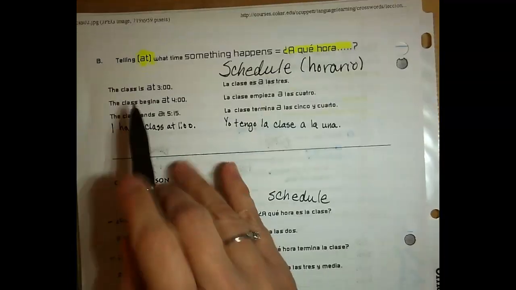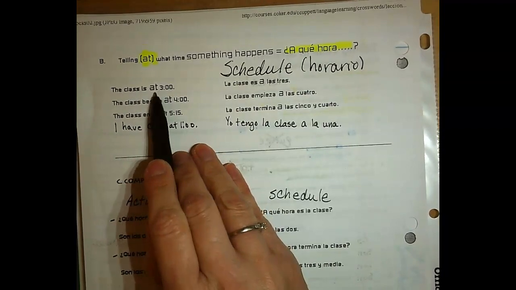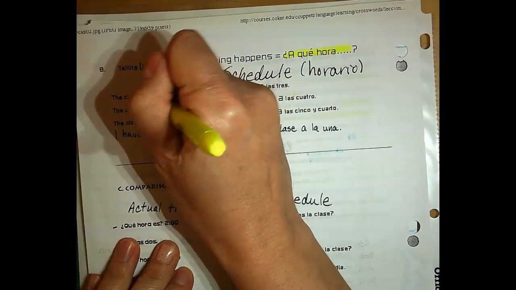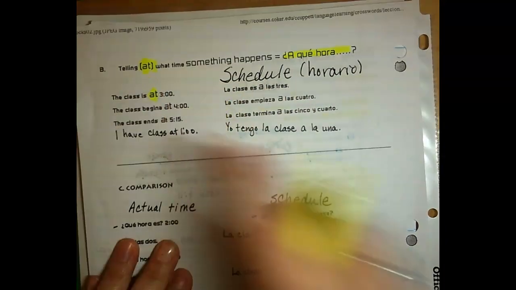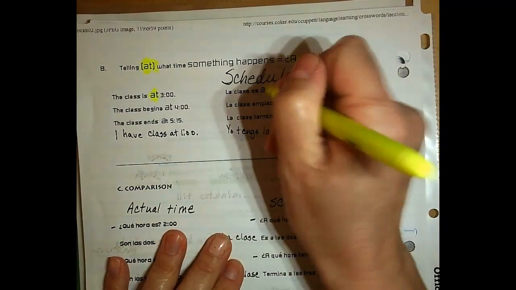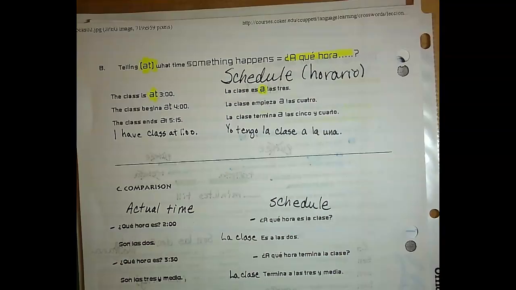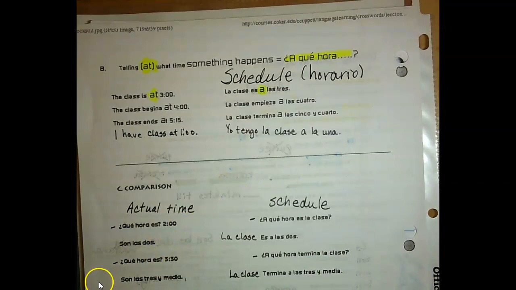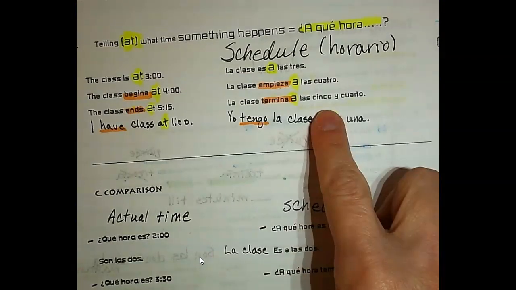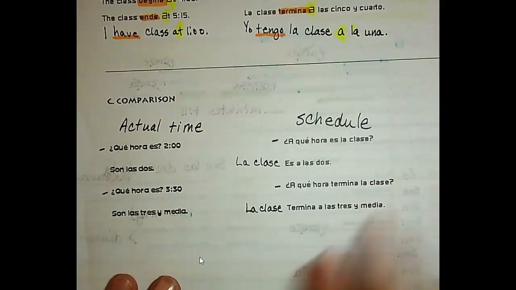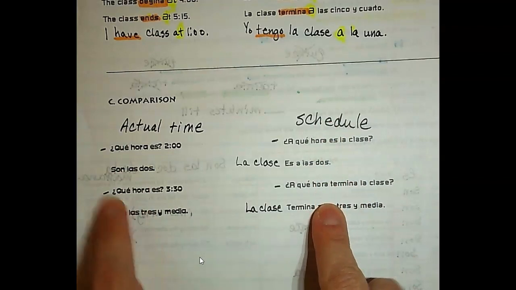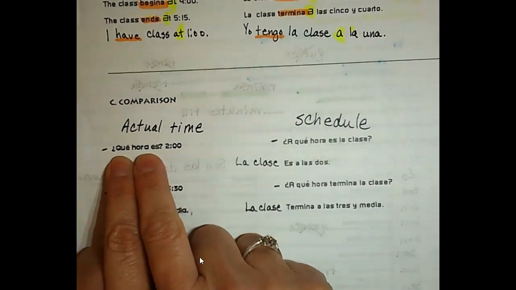Okay, so here we have the class is at 3. We're not saying it is 3 o'clock. We're telling at what time something is. That phrase becomes La clase es a las 3. So let's compare these phrases to what we learned last time, okay? So here's our actual time. Here's our scheduled time.